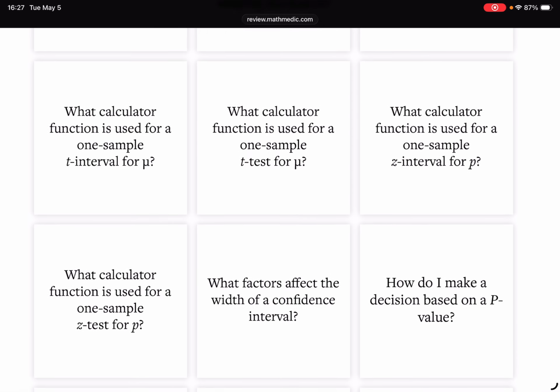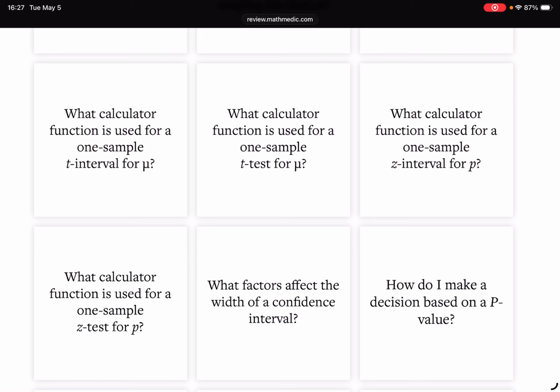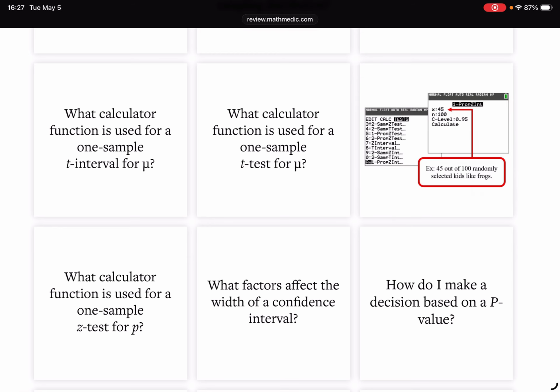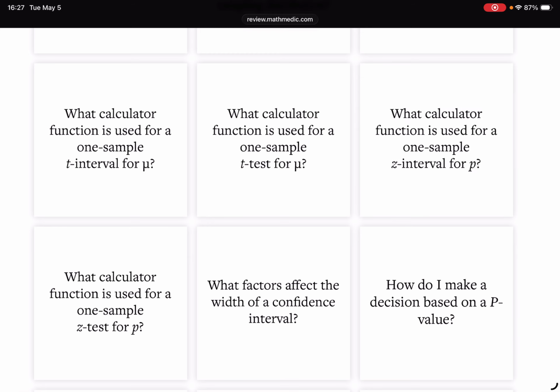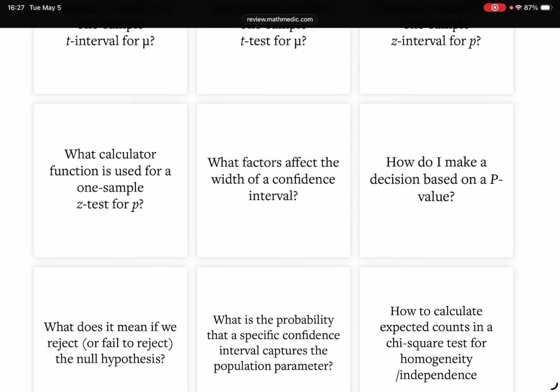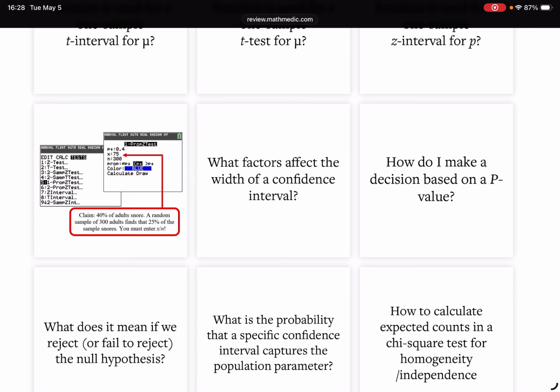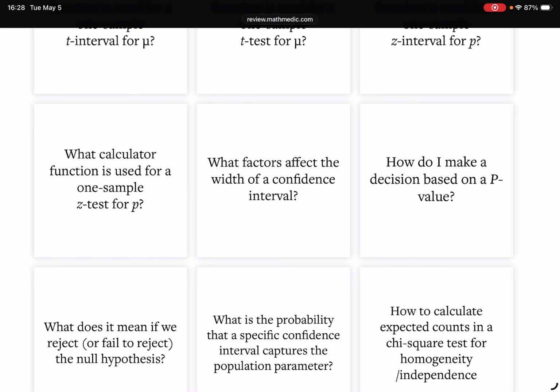What calculator function is used for a one sample t-test for mu? On Desmos, it's still t-test. What calculator function is used for a one sample z interval for p? This is going to be a z-test for proportions. What calculator function is used for a one sample z-test for p? Still going to be a z-test for proportions on Desmos.